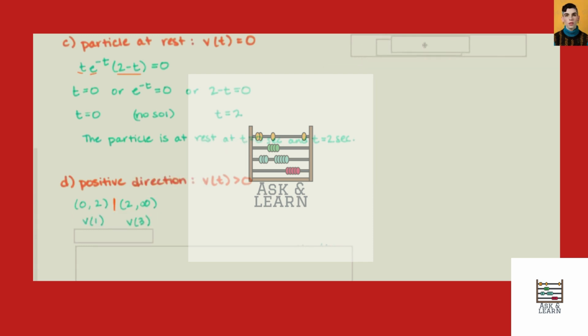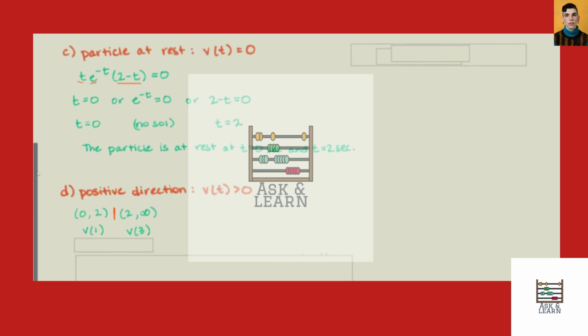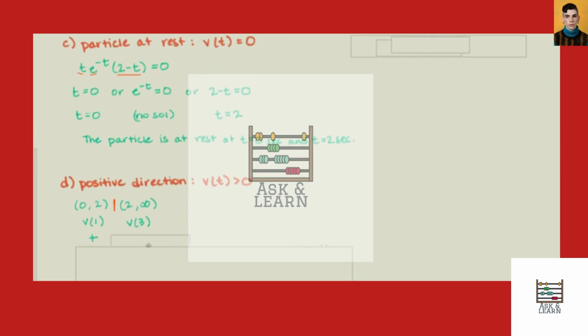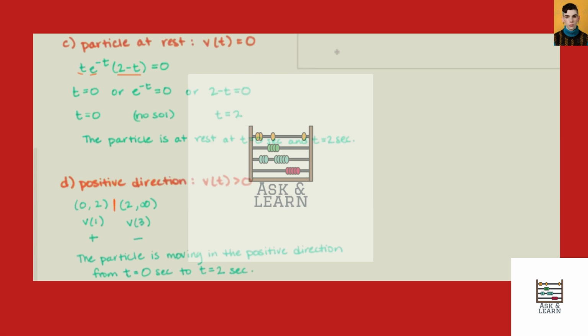What we're going to do is take a number from each interval and plug it into the velocity and see if we get a positive or a negative. For the first interval, I chose 1 because we already know v of 1 is 1 over e, so we already know that that is positive. And then for the second interval, I chose 3. I substituted it into the velocity and I got a negative. So what that tells us is that the particle is moving in the positive direction from time 0 to time 2. And we also know it's moving in the negative direction from time 2 to time infinity.